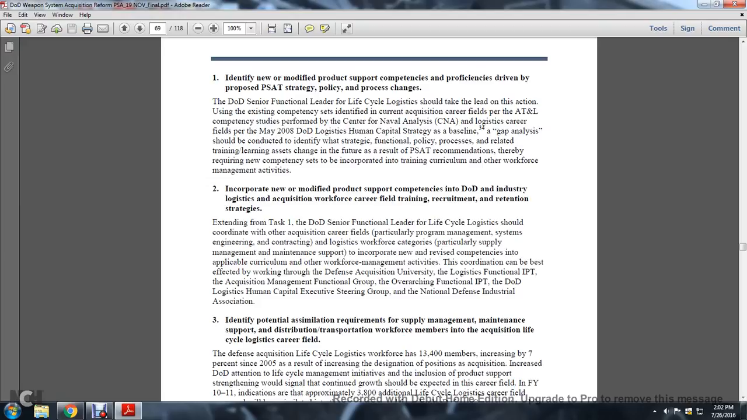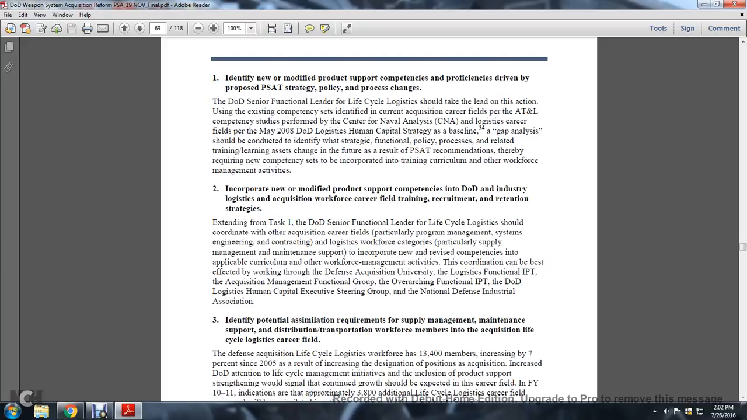1. Identifying new and modified product support competencies and proficiencies driven by the Program Support Assessment Team strategy, policy, and process change. The Department of Defense senior functional leader for life cycle logistics should take the lead, using existing components and competencies identified to incur the acquisition career fields, per the acquisition technology logistics competency study performed by the Center for Naval Analyses. Logistics career fields should be paid per May 2008.